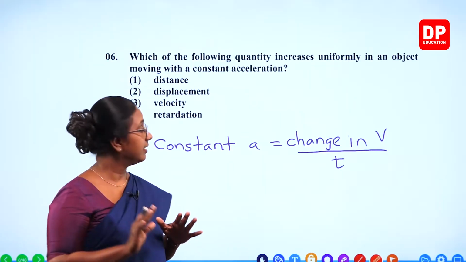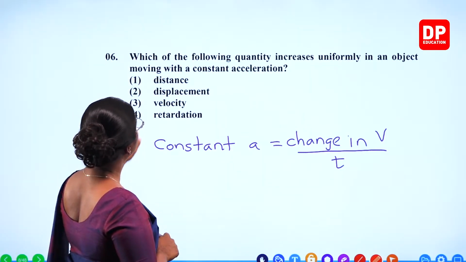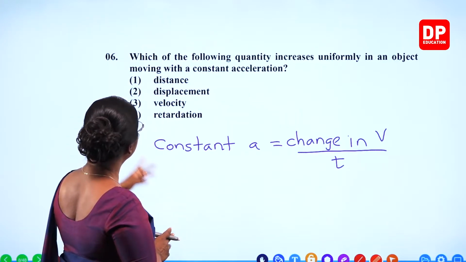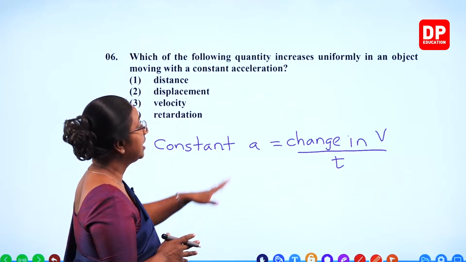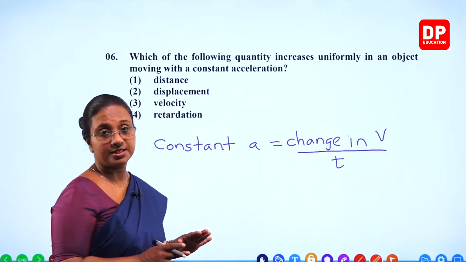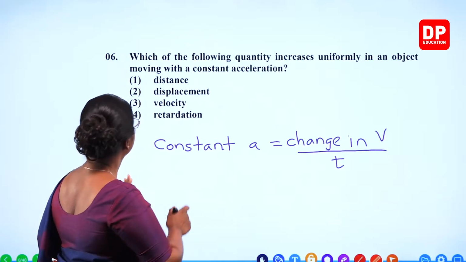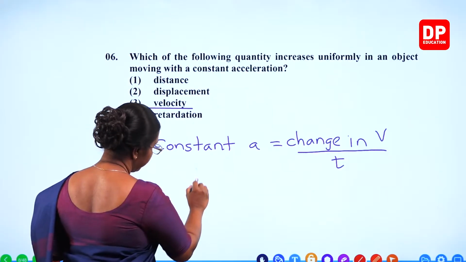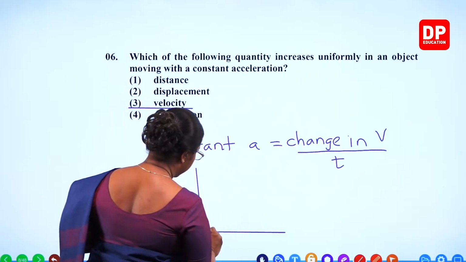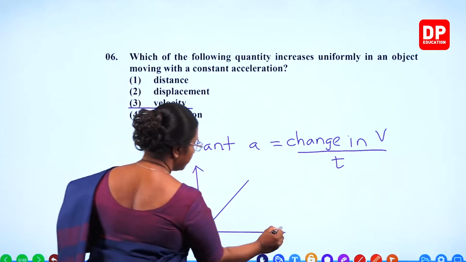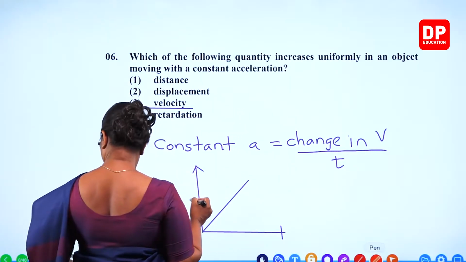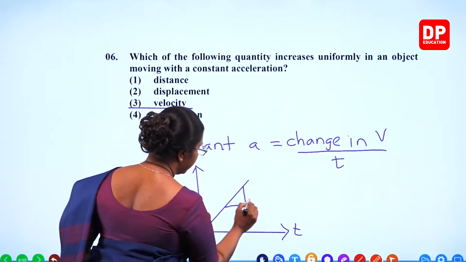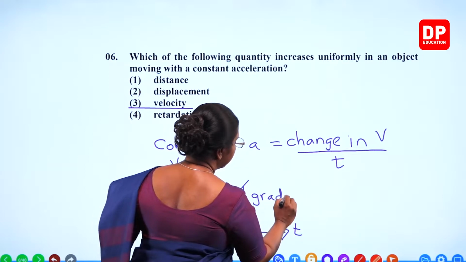So, the answer for this particular question, which of the following quantity increases uniformly in an object moving with a constant acceleration, is the change in velocity. Can you all understand that? So, it is change in velocity. You can remember, students, if we plot the graph also, you get a graph like that. Now, these two axes here, this will be velocity, this will be time, and the gradient will be the acceleration.